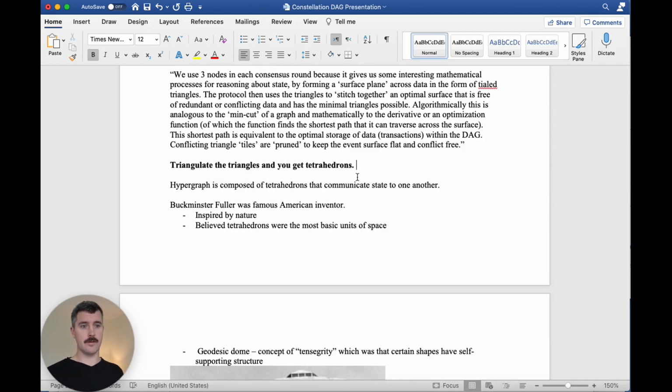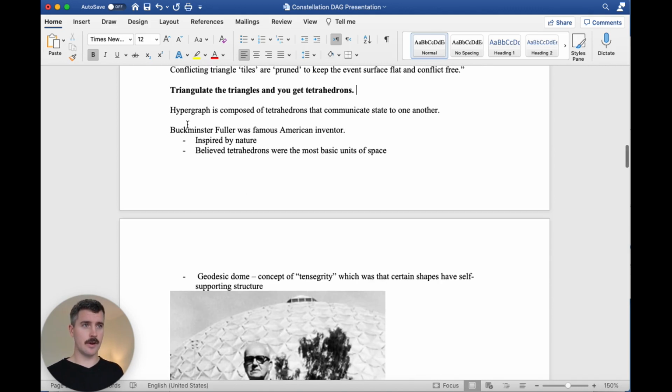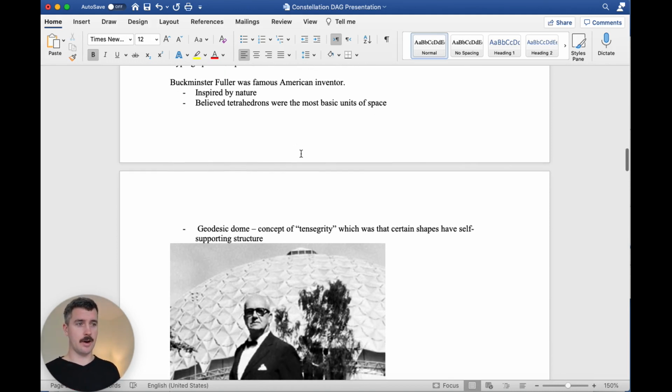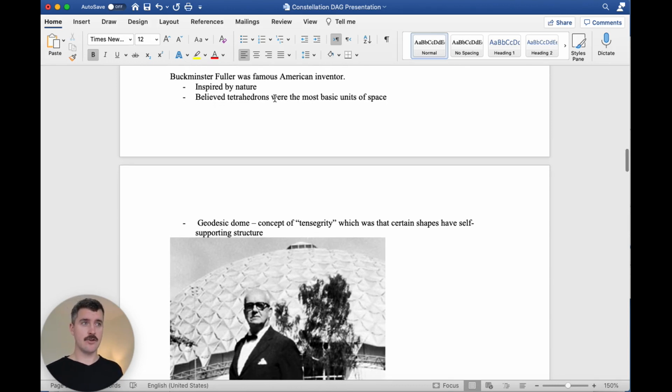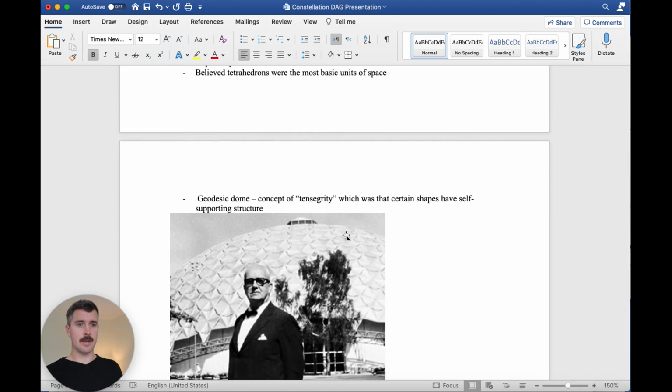It's composed of tetrahedrons. I wrote a tweet about this a while ago, and it reminded me of Buckminster Fuller, who was an unsung hero in American history. And he also was inspired by nature in creating his inventions, and he invented all sorts of unusual things. He believed that tetrahedrons were the most basic units of space because they are the minimal amount of points you need in order to create a volume, right? You need a minimum of 4 points. So it encloses the least volume in the greatest surface area. And so using tetrahedrons in the hypergraph for me seems theoretically optimal because it has the most surface area and can hold the most data.